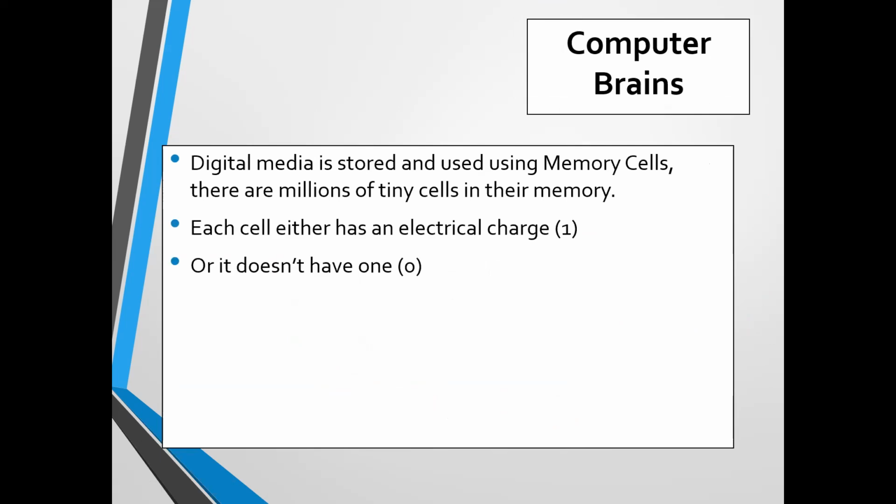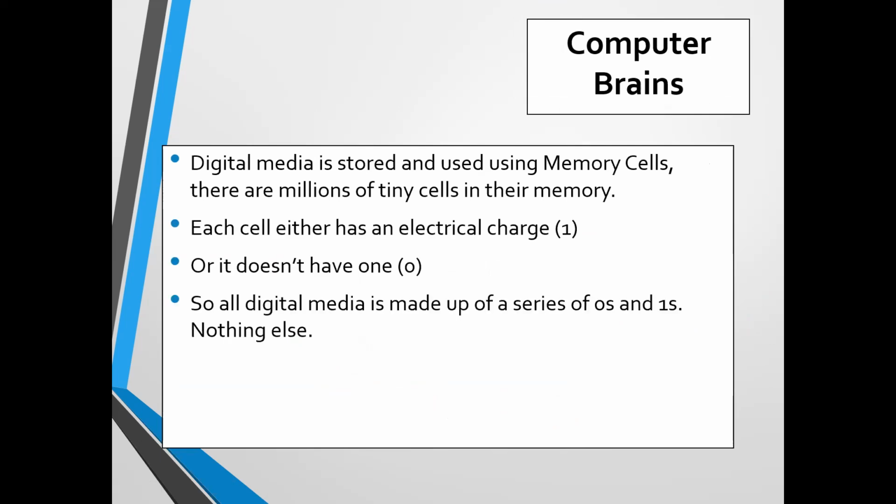The computer brain here. The computer brain is usually this digital media that is stored using memory cells. And of course, there are millions of tiny cells within their memory that help it to do the thinking, the processing. So each cell either has an electrical charge of 1 or 0 because it's the binary format in which it is stored. So all digital media are made up of series of zeros and ones and nothing else.